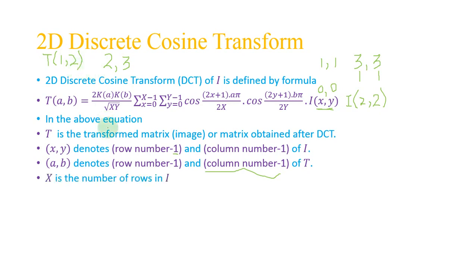So x is the number of rows in I and y is the number of columns in I. The summation will go from x is equal to 0 to x minus 1, where x is the number of rows of I and y is the number of columns of I, and the summation goes from y is equal to 0 to y minus 1. In this case the number of rows is 3 and the number of columns is 3, so the summation will go from x is equal to 0 to 2 and y is equal to 0 to 2.